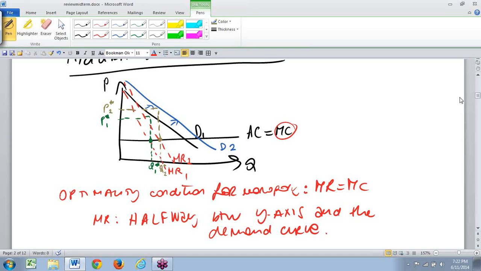Okay? So you don't need to write an explanation as long as you give me this graph. If you give me this graph, for me it is enough. I cannot infer anything about the elasticity here because I don't have any numbers, so I don't know what is the slope of the demand curve, so I cannot really say anything about the elasticity.